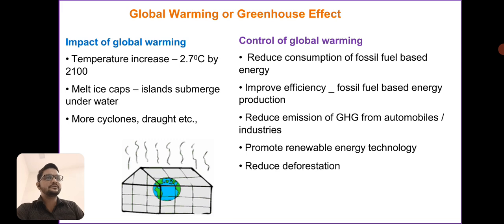How can we control it? Control global warming by reducing consumption of fossil fuel based energy. Second, improve efficiency, like in fossil fuel based energy production, reduce emission of GHG from automobile industries, promote renewable energy technology, and reduce deforestation.